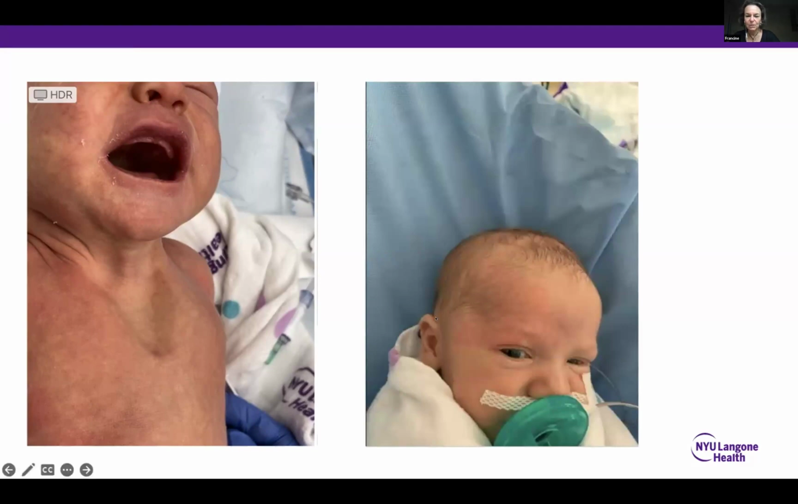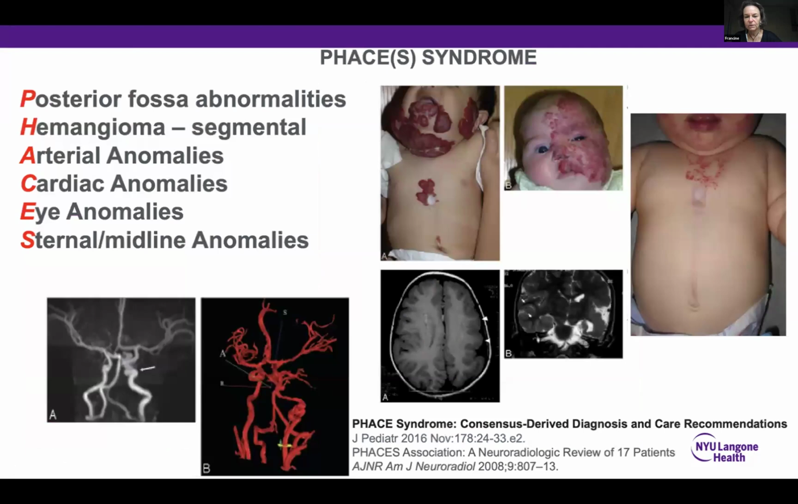So when you look at the whole patient, he actually had this pink area here, which you're not sure if this is a port-wine stain or hemangioma, but it's segmental. And if you just wait a few more days, it's going to turn out to be a hemangioma. And when you see that segmental hemangioma and a sternal defect, the first thing that comes to your mind after you see enough of these patients is something called PHACE syndrome.